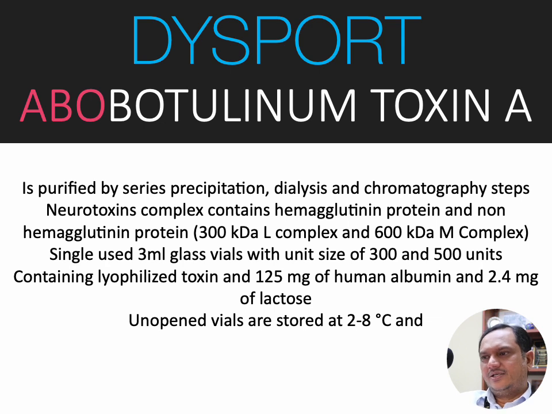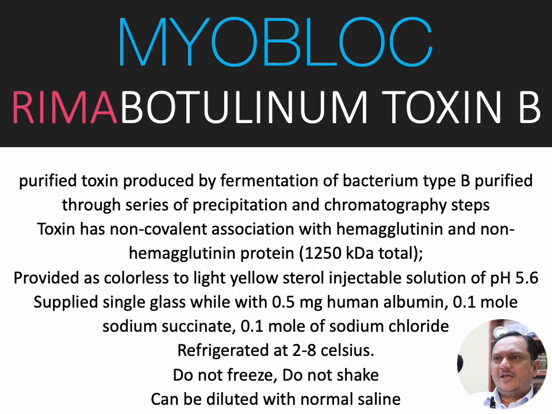So only Xeomin out of the type A can be stored at normal room temperature. Myobloc, the type B purified toxin, is produced by fermentation of the bacterium, and type B is purified through serial precipitation and chromatography. The toxin is non-covalently associated with hemagglutinating and non-agglutinating proteins of a total 1,250 kilodalton. So really large protein with it.